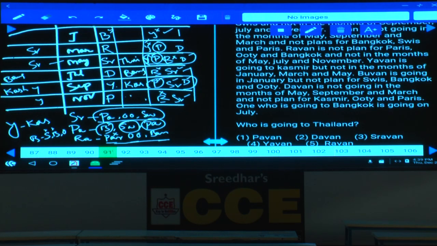Now this Pavan is for Ooty. Ooty is the only thing left over. If these 4 were done, we are left with the remaining 2, B and R. Now R is not going to Ooty or Paris.